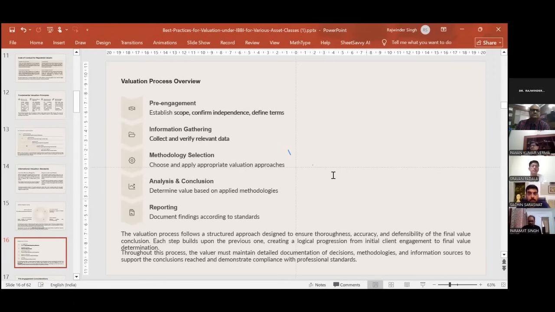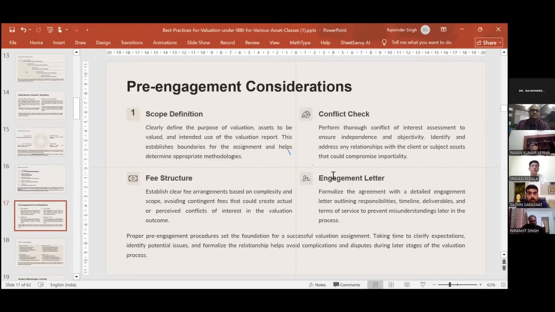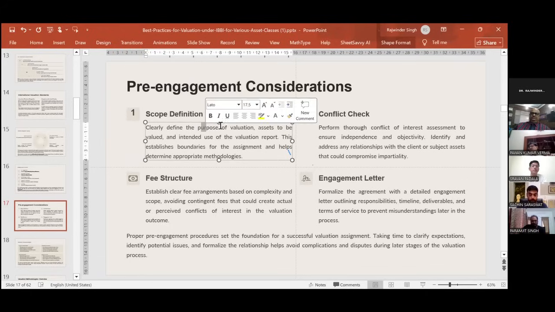So now we will discuss the pre-engagement considerations. First of all, you have to check the scope of your evaluation. So you have to define the scope. Before starting with your work, clearly define the purpose of valuation. That is important. With a change in the purpose of valuation, the whole process will change, the whole value will change. So, first of all, clearly define the purpose of valuation.